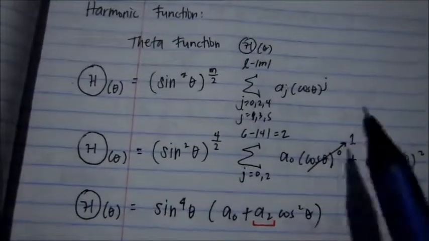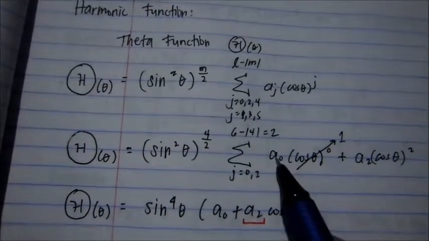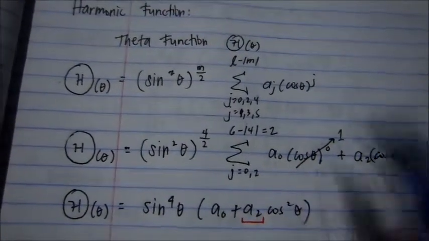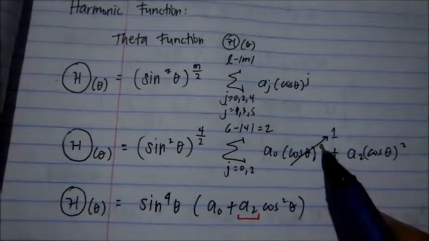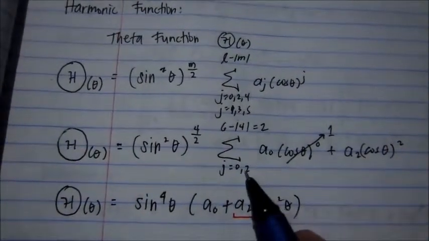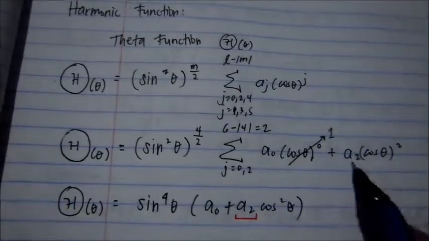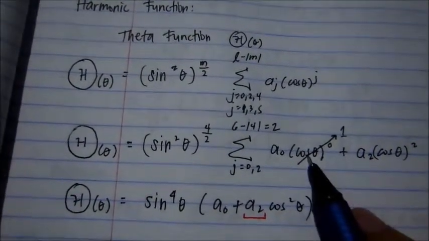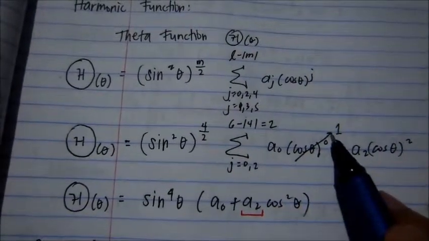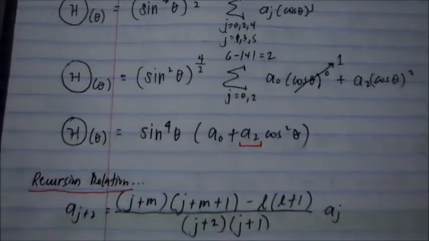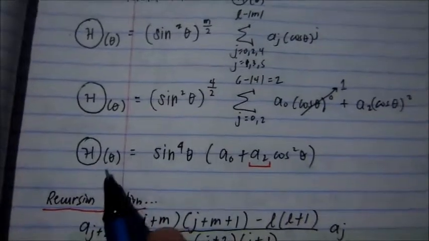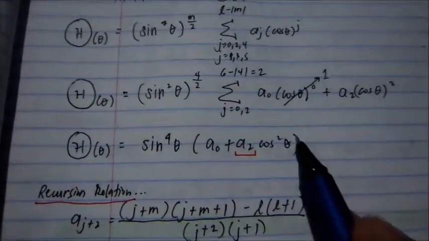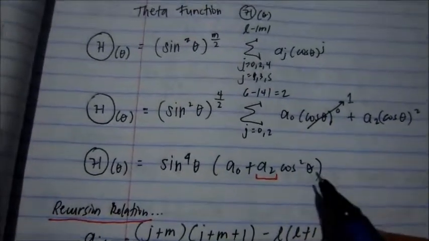So let's substitute the j there. So our j is 0, a sub 0 cosine theta raised to 0, plus j equals 2, a sub 2 cosine theta raised to 2. Our cosine theta raised to 0 will lead to 1. Okay, so this will be our general theta function for this.